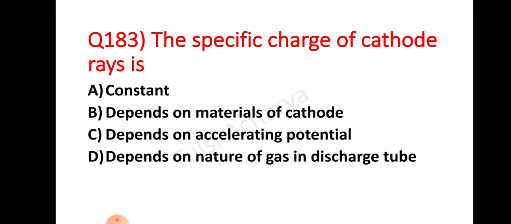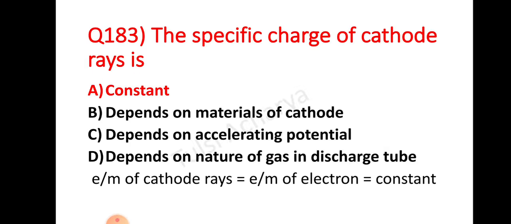Now let's move to question number 183. The specific charge of cathode ray is. We know that specific charge of cathode rays is the same as that of an electron. Specific charge of electron is constant, so specific charge of cathode ray is also constant. That is option choice A.